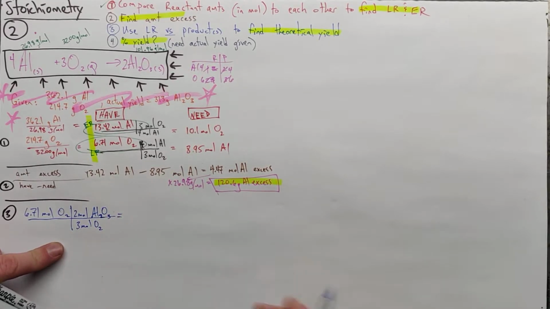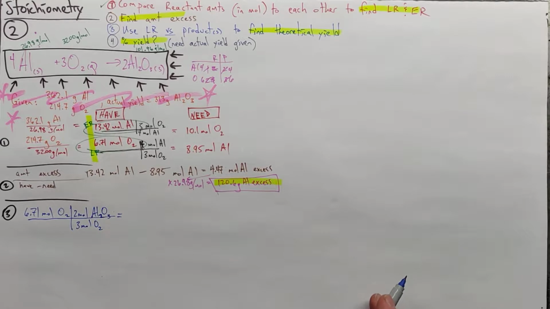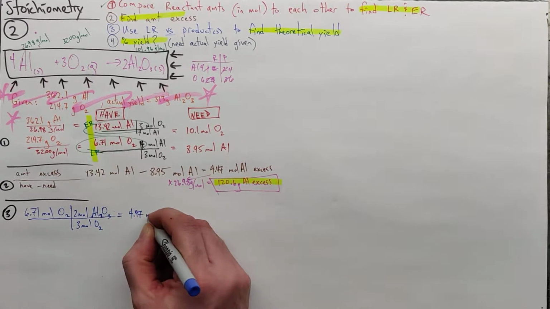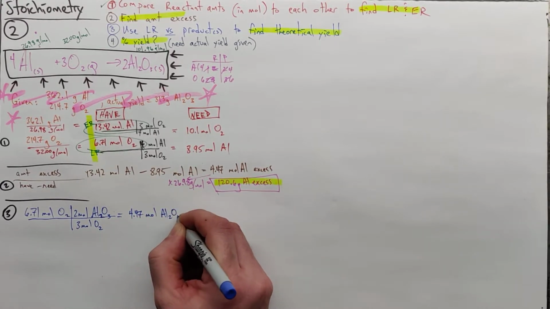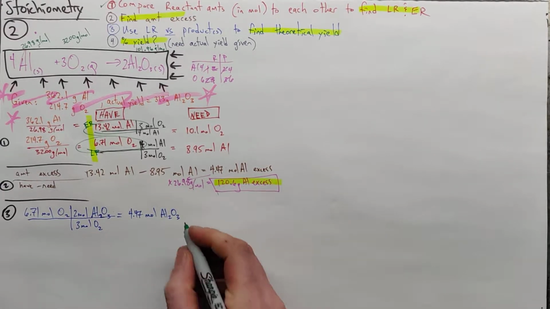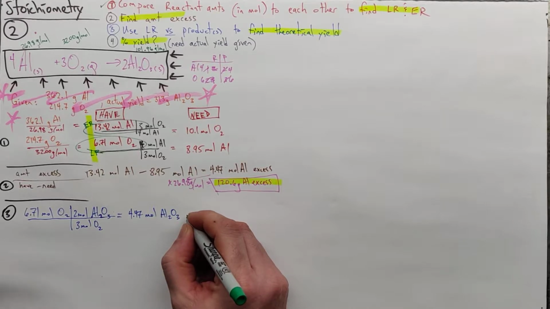Okay? In this particular case, we end up with 4.47 moles of aluminum oxide. That's how much we could have made, theoretically, maximum, right? Now, whether or not we made that is a totally different story, but that's how much we could have made.